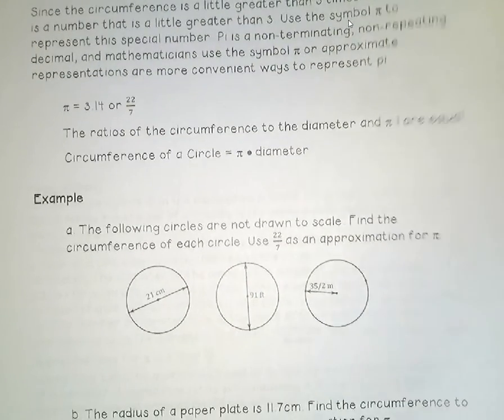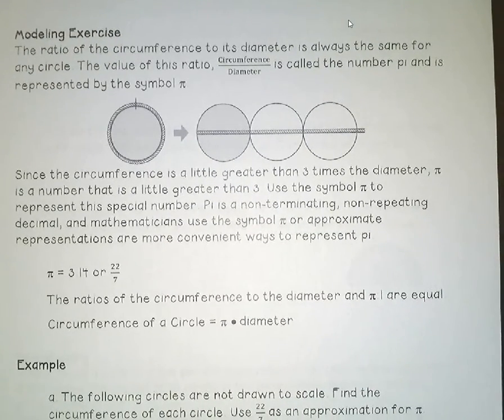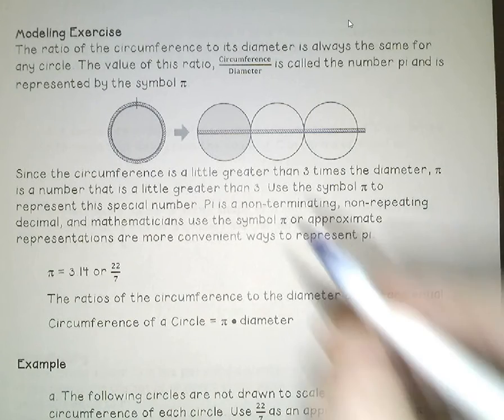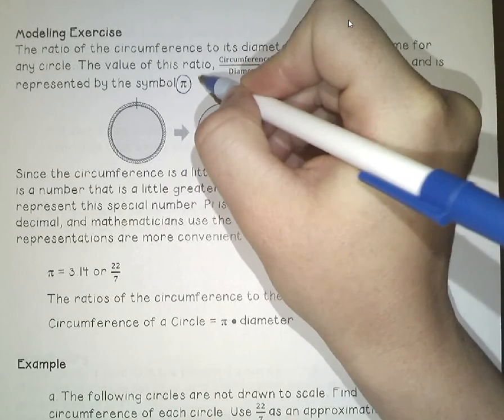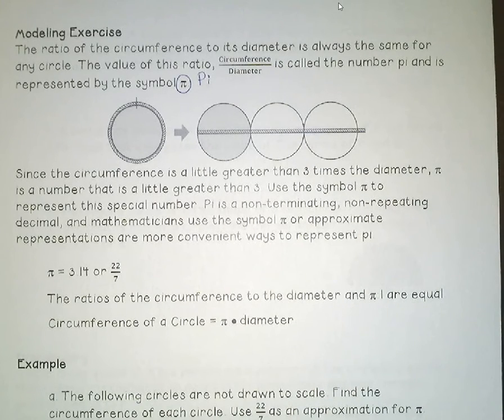Modeling exercise. The ratio of the circumference to its diameter is always the same for any circle. The value of this ratio, circumference over diameter, or circumference divided by diameter, is called the number pi and is represented by this symbol right here. This is pi. Pi without an e at the end. Okay, that's a Greek letter pi.